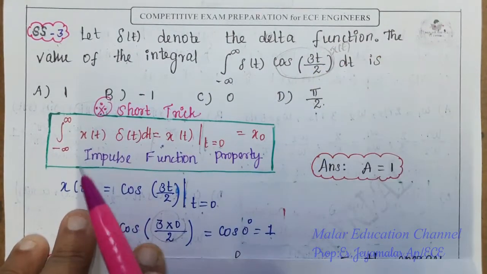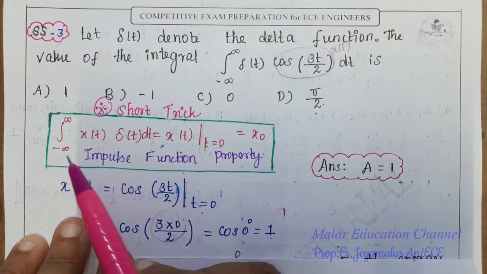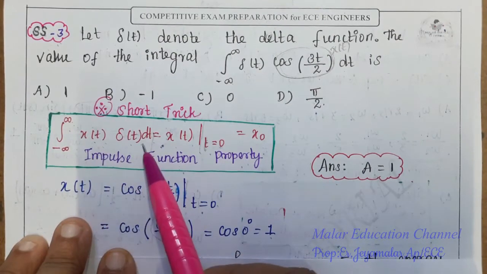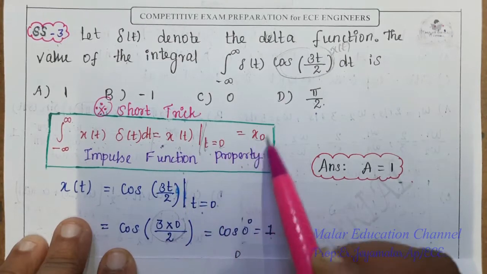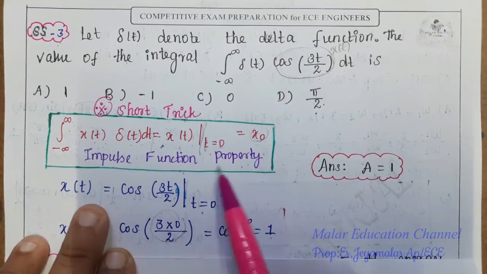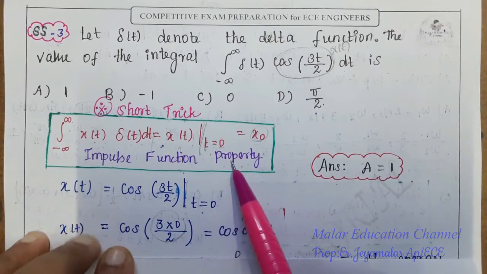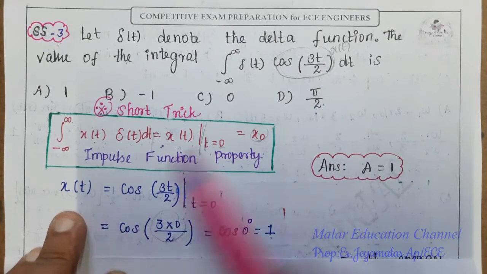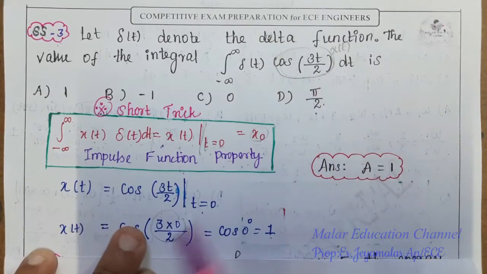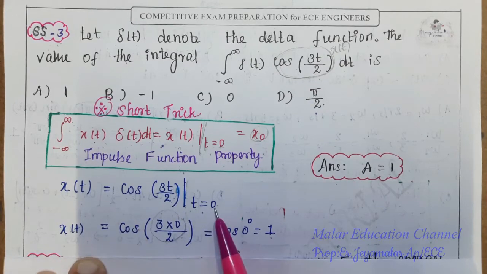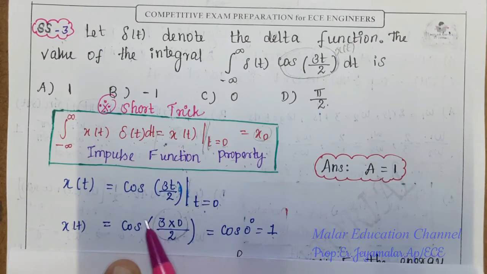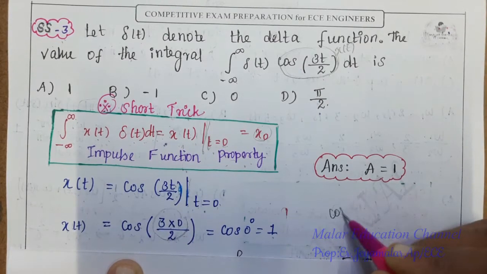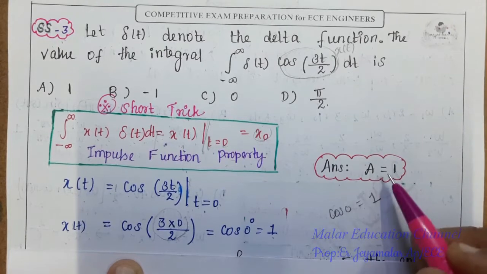We know the formula, a short trick: the integral from minus infinity to infinity of x of t into del of t dt equals x of t at t equal to 0. This is the impulse function property. Follow the same method here. X of t is cos 3t divided by 2, so substitute t equal to 0. So x of t equals cos 3 into 0 divided by 2, which is cos 0. We know cos 0 equals 1. Hence the answer is 1.